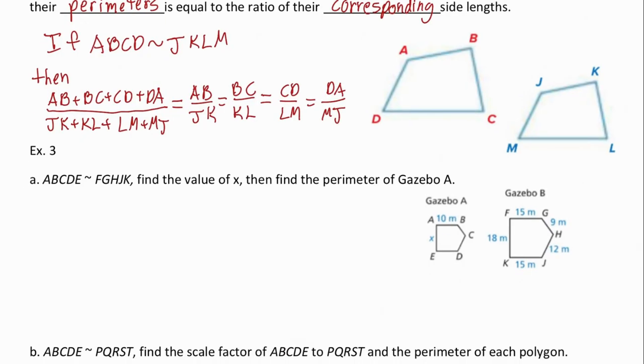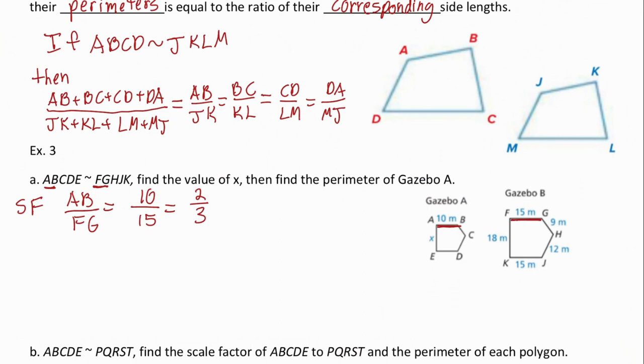So we're going to put that into practice. So this says these two figures are similar. It wants us to find the value of x and then find the perimeter of gazebo A. So first thing we're going to do is figure out what our scale factor is. We are given this side AB, and AB is proportional to FG. So that's going to give us 10 over 15, which will reduce to 2 over 3, because both of those are divisible by 5. So we can then use that to find x.